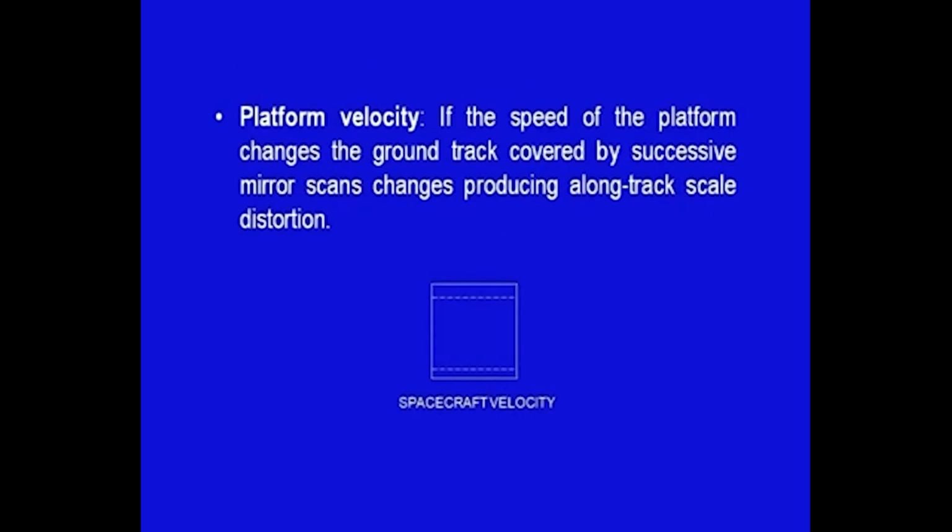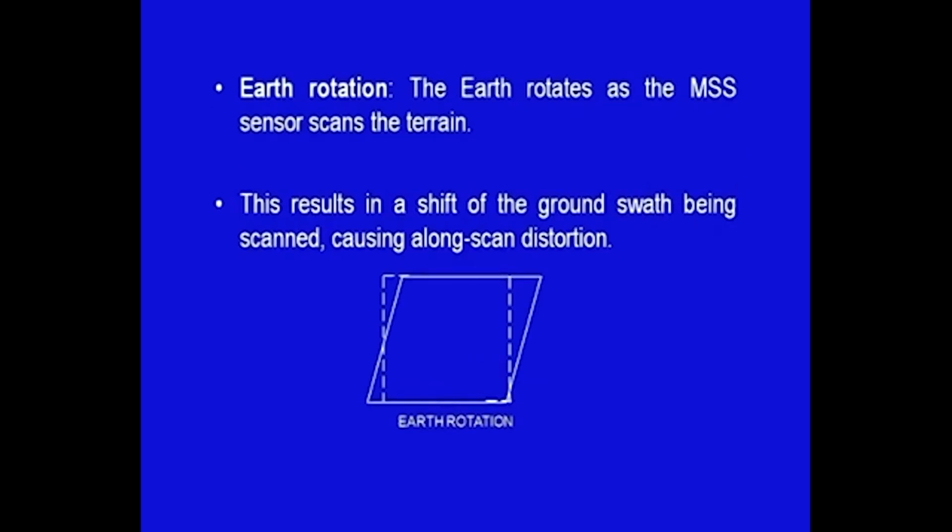Next is platform velocity. If the speed of the platform changes, the ground track coverage by successive mirror scans changes, which produces an along-track scale distortion. Next is earth rotation. The earth rotates as the sensor scans the ground. This results in a shift of the ground swath being scanned, causing an along-scan distortion.